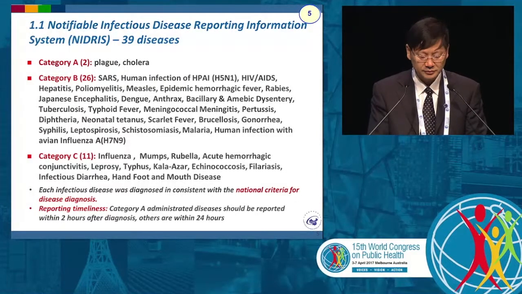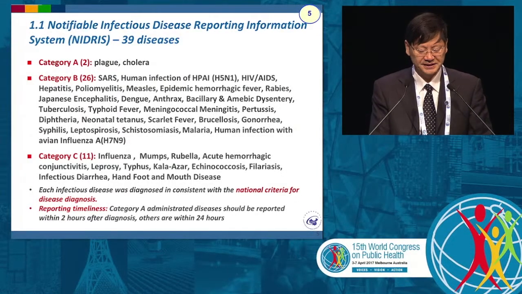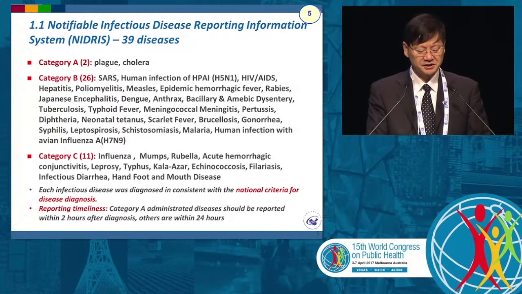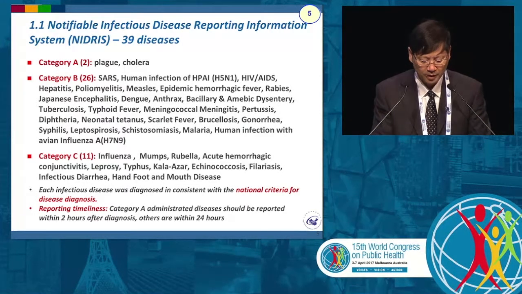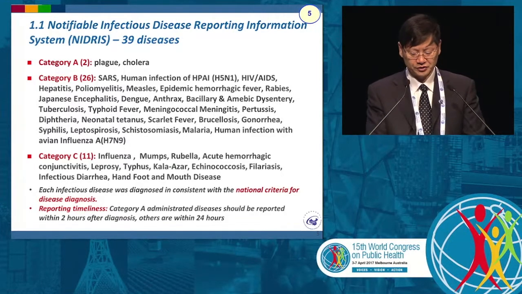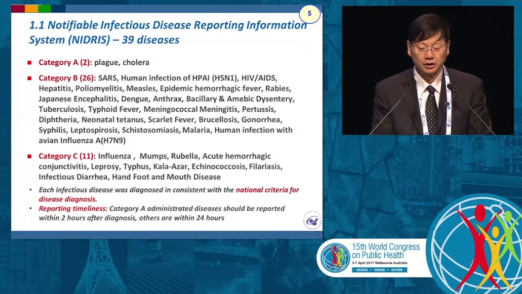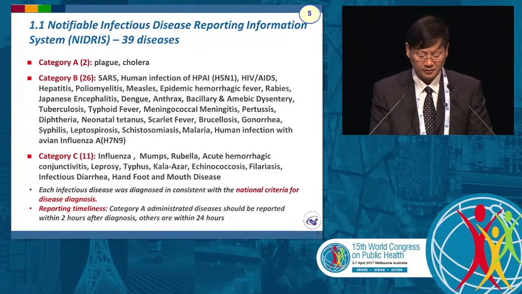Now, let's first see the major infectious disease surveillance systems in China. The first one is the notifiable infectious disease reporting system, the Notifiable Infectious Disease Report Information System, which is called NIDRIS, covering over 39 diseases which should be mandatorily reported.